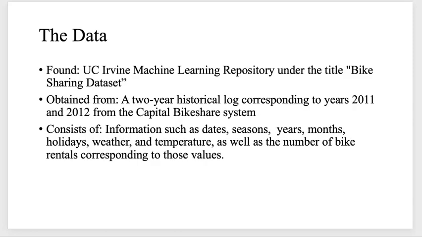For my project, the data that I found to use was from the UC Irvine Machine Learning Repository, under the title Bike Sharing Dataset. The data was obtained from a 2-year historical log corresponding to years 2011 and 2012 for the Capital Bike Share System. The data consisted of information such as dates, seasons, years, months, holidays, weather, and temperature, as well as the number of bike rentals which corresponded to these values.